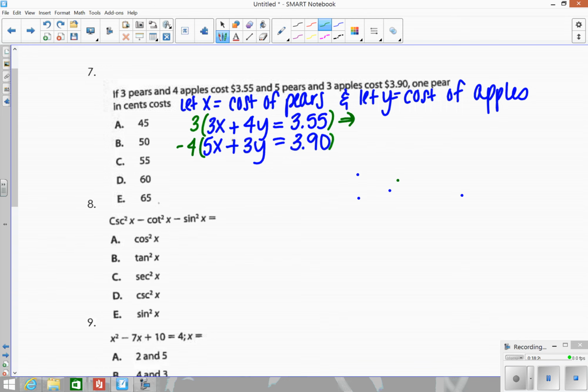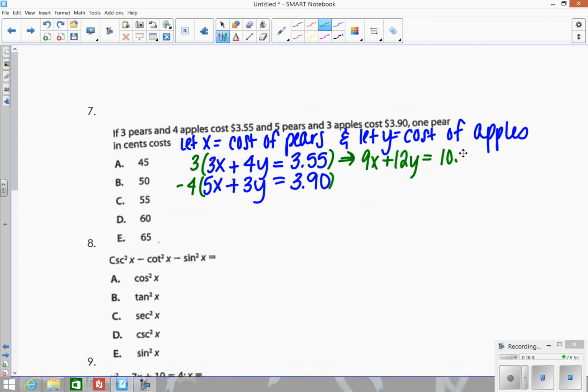So over here, we're going to have 9x when we distribute our 3, plus 12y equals $10. And so then for the next one here, we're going to multiply by negative 4. So we're going to distribute negative 4 through. So you're going to get negative 20x minus 12y. And then negative 4 times $3.90 is going to give you negative 1560.